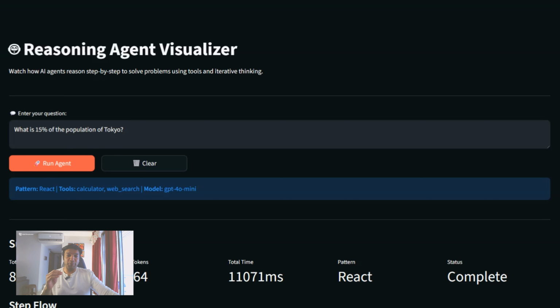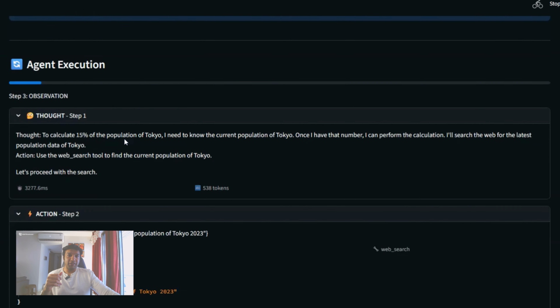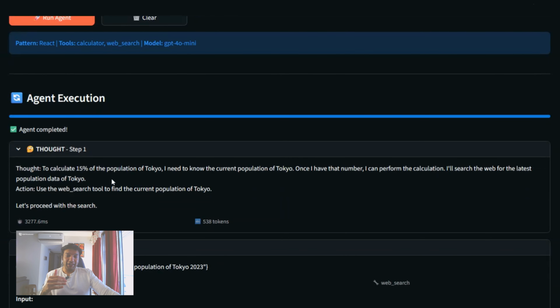So let's say I'm going to give a prompt. This is the ChatGPT API. I'm going to give it a prompt that asks what is 15% of the population of Tokyo. You see, what happens is that it takes your prompt and breaks it down into other prompts. What the reasoning agent does is, let's say, what is the first thought? To calculate 15% of the population of Tokyo, I need to know the current population of Tokyo. Once I have that number, I can perform the calculation. I will search the web for the latest population data of Tokyo, right? So this is something.